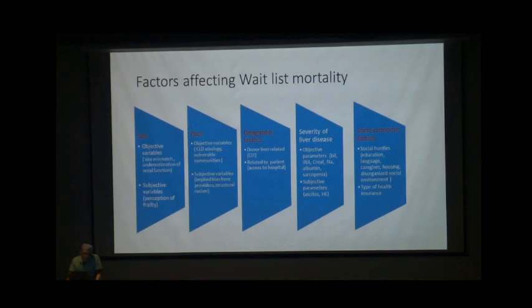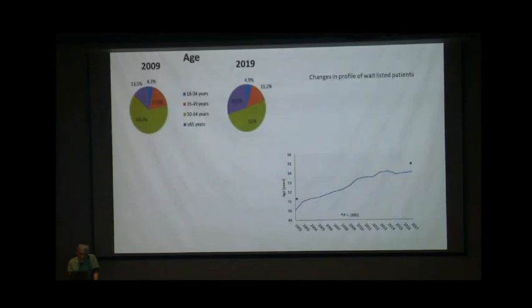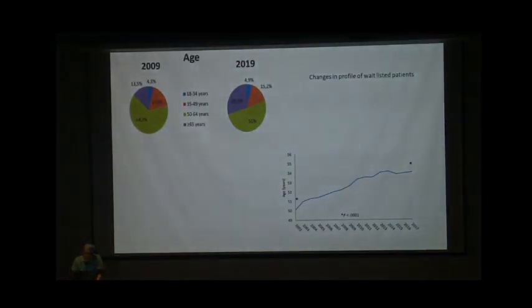And there are the subjective parameters which can have important impact on the waitlist mortality, that is ascites and hepatic encephalopathy. And another important factor is the socio-economic factors, that is education, language, the caregiver, the housing, the disorganized social environment, and the type of the health insurance and the availability of the health insurance for the transplant. Now we see what is the current profile of the patients on the wait list.